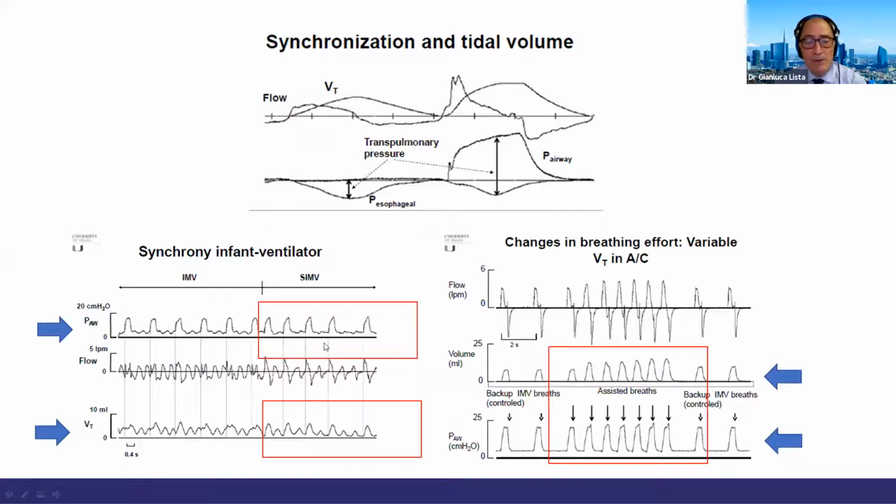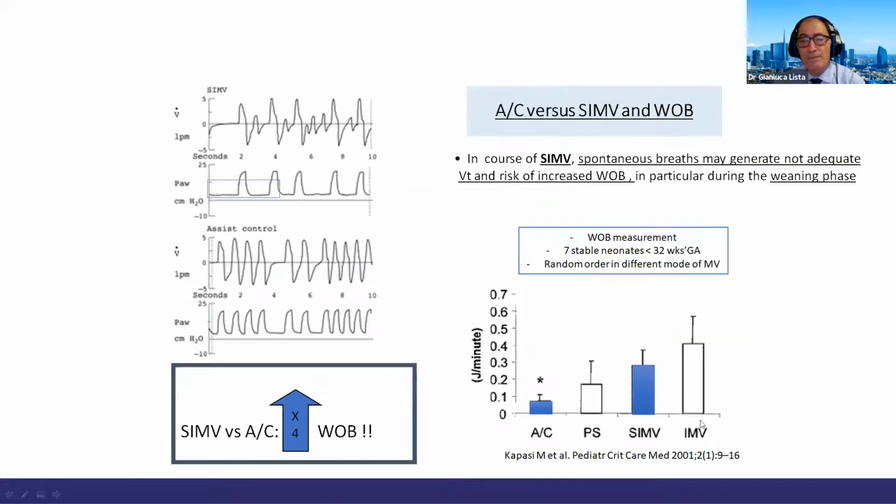In this panel, you can see the difference between the SIMV and assisted control in terms of tidal volume and mean airway pressure. During the assisted control, the tidal volume is generally higher than the tidal volume in SIMV, and also the mean airway pressure is higher than in SIMV because each breath is synchronized and assisted by the mechanical ventilation.